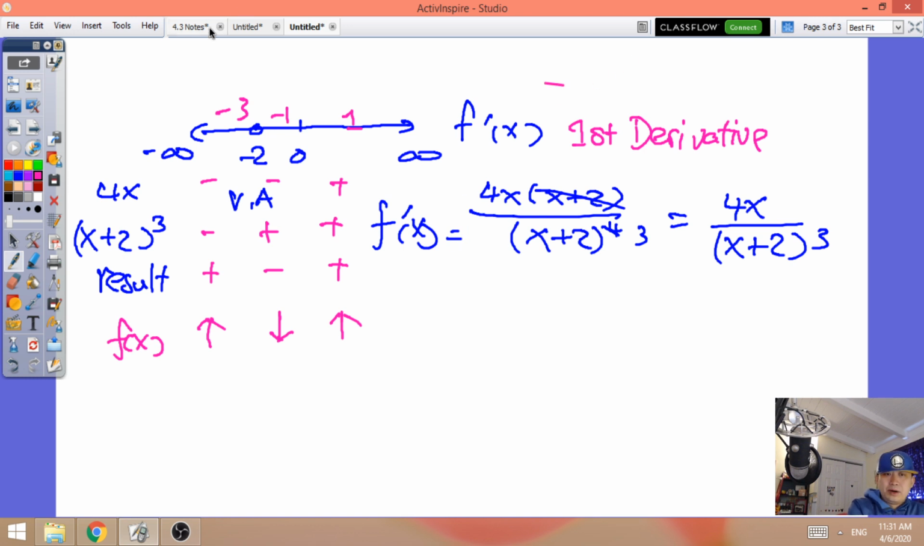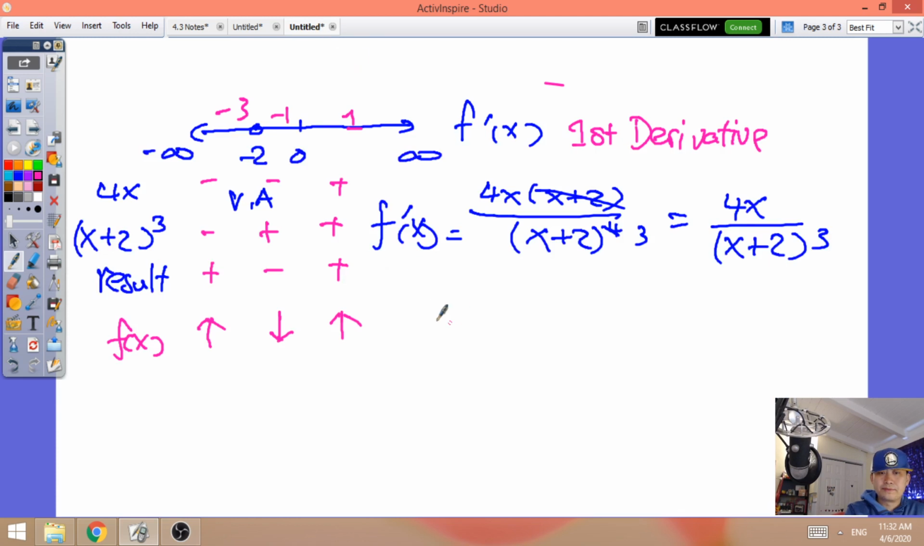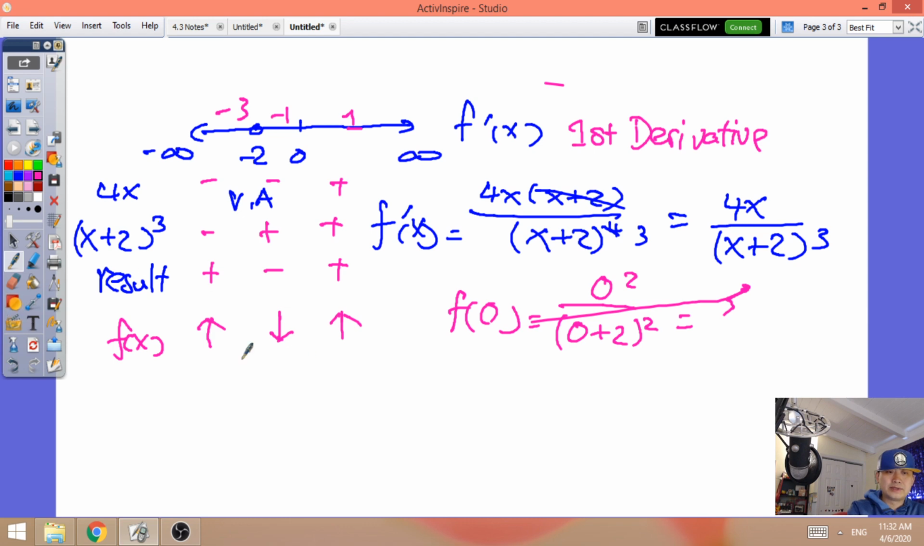And now let's see the other part of the problem here. So we got A and B done. Find the local maximum and minimum value. Again, we found a critical number already. So all you need to do is just plug a number back into the original equation. So we got the critical number, 0. Well, negative 2, again, that's a VA. That's not the max or min. Okay? So for 0, let's plug the number back into the original equation. So f of 0, we do have 0 squared plus 0 plus 2 quantity squared.